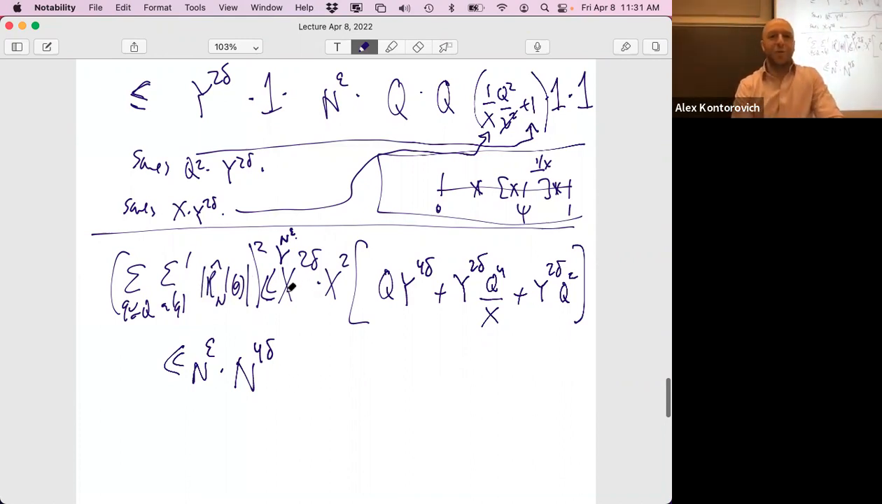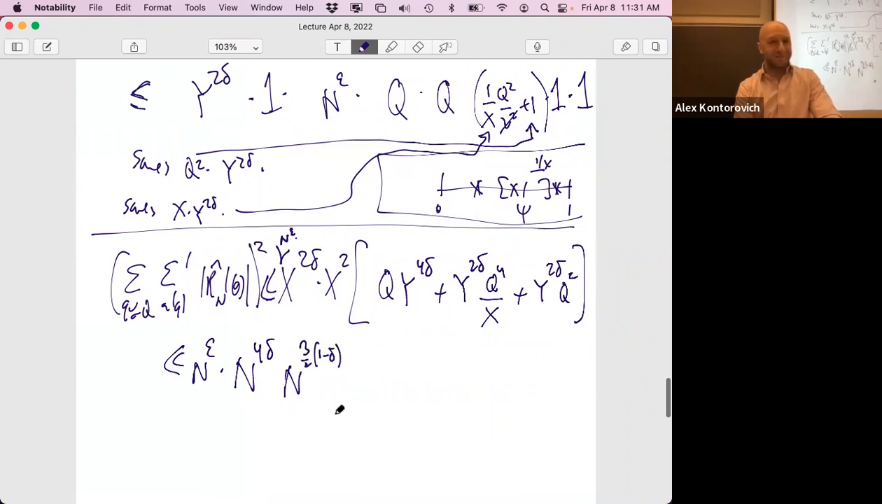How did we do this again? Well, I haven't finished what has to happen. I'm pulling out a y to the 4 delta from here, and from here, which means I have a y to the 2 delta in the denominator, and from here, which means I have a y to the 2 delta in the denominator. And this, I'm replacing x to the 2 by x to the 2 delta. So I have to multiply in an x to the 2 times 1 minus delta. X is n to the 3/4, right? So this is n to the 3/2 times 1 minus delta.